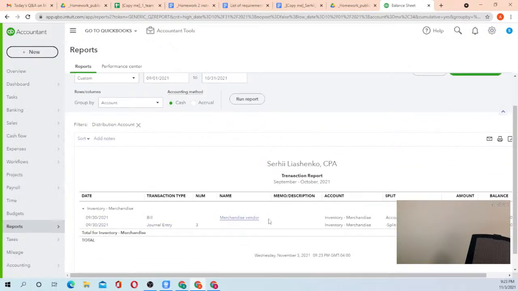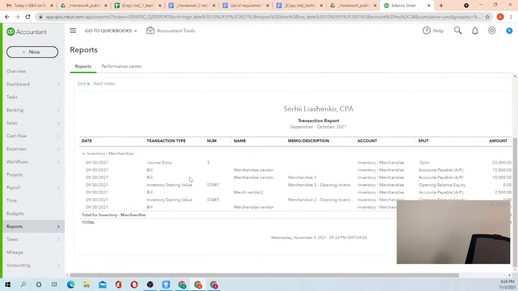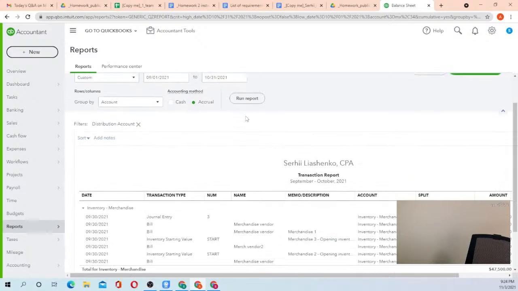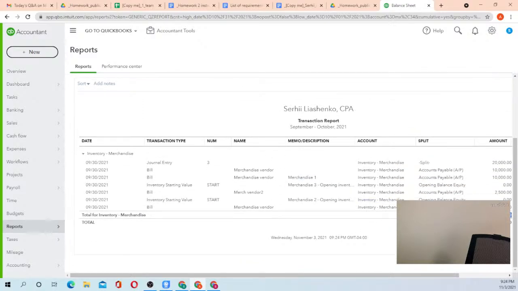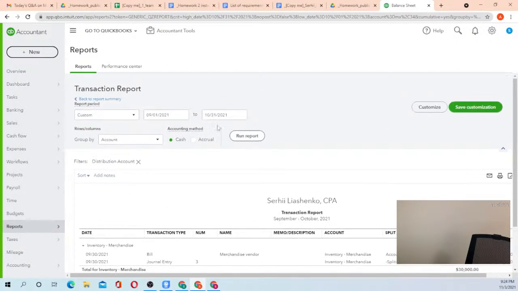It looks like it doesn't take into consideration the inventory acquired in October for some reason. Or probably it just takes into account inventory acquired for cash, even if we paid the bill. So let's see, we acquired 47.5 on accrual, cash basis 30, so the difference is 17,500.